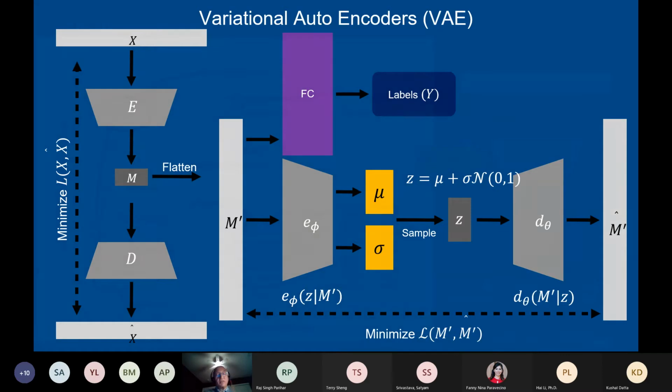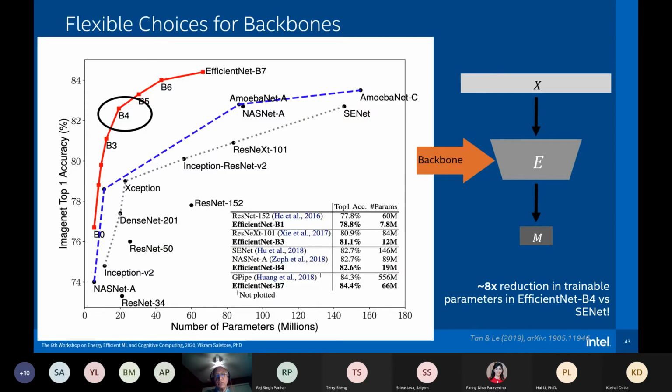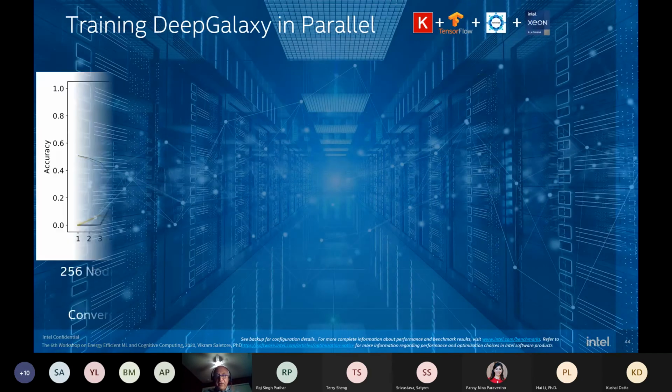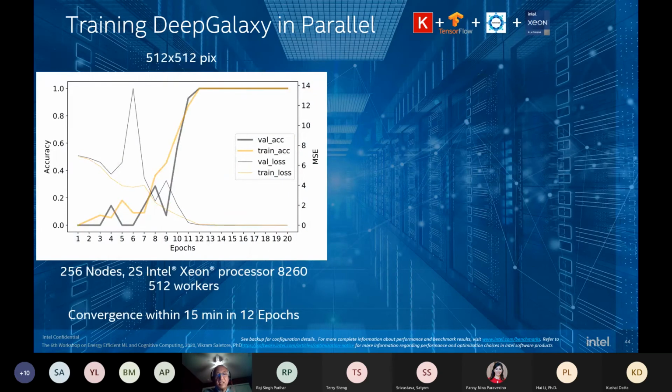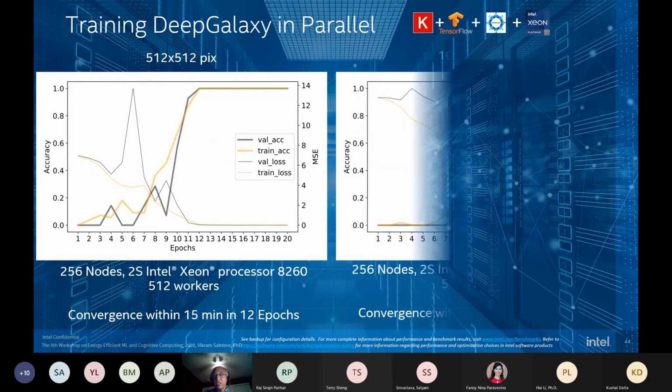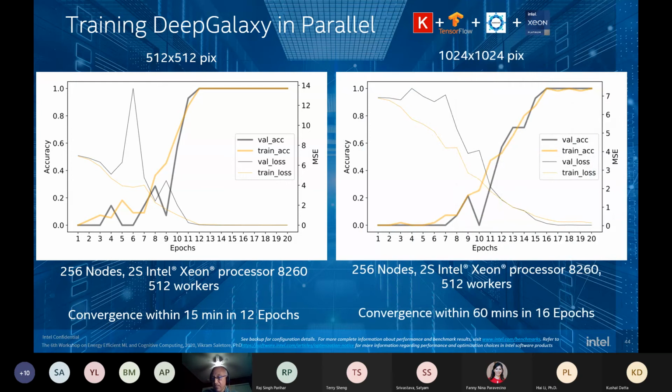I'm not going to go into detail, but the backbone that we used was EfficientNet B4, which has significantly higher accuracy than, for example, ResNet 50. It is the same as SCNet, but with about an 8x reduction in trainable parameters. We used this for different pixel sizes, 512 by 512. We were able to train it in about 12 epochs in about 15 minutes on 256 nodes. And with larger images of 1K by 1K, we were able to train it in about 60 minutes.